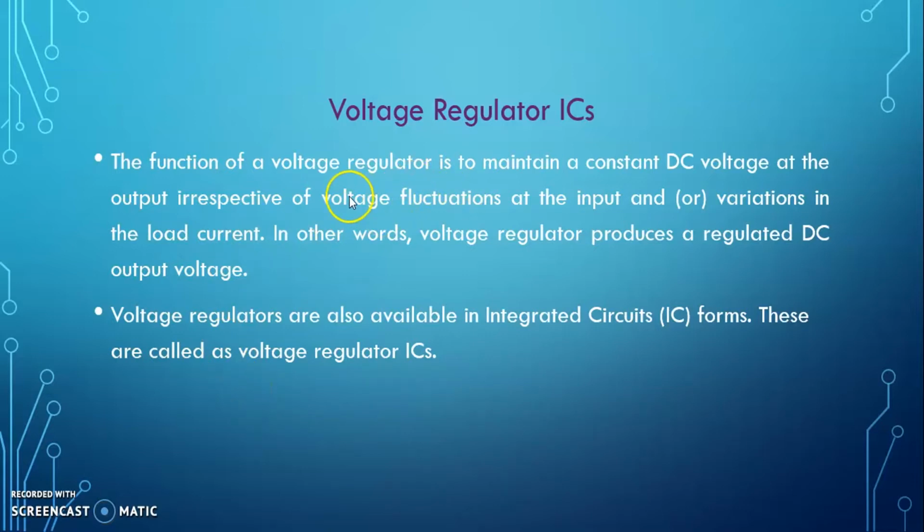The function of a voltage regulator is to maintain a constant DC voltage at the output, irrespective of voltage fluctuation at the input and or variation in the load current. In other words, the voltage regulator produces a regulated DC output voltage. Voltage regulators are also available in integrated circuit forms. These are called voltage regulator ICs.